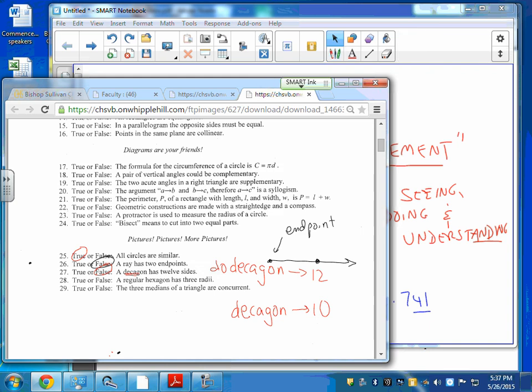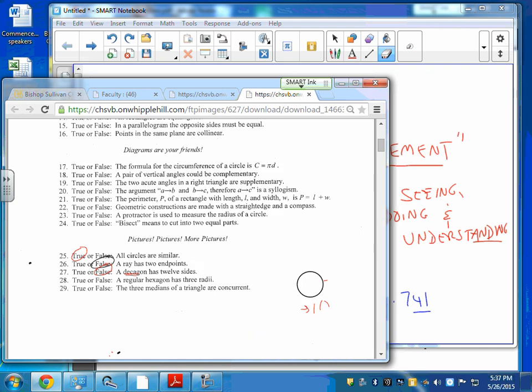A regular hexagon has 3 radii. We need a picture of a regular hexagon. Okay, so let's think about how we might want to draw that. A regular hexagon, we know we have 6 sides. Hex is 6. And regular means all the sides are the same and all the angles are the same. So here's our little picture.